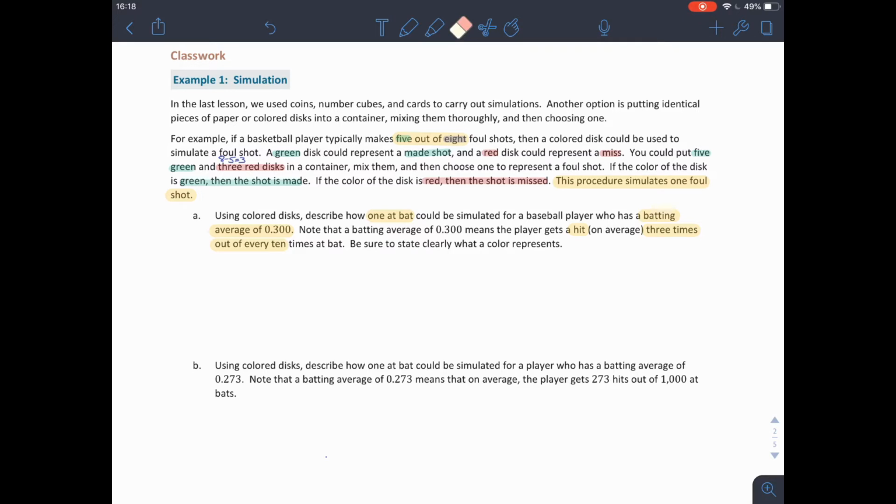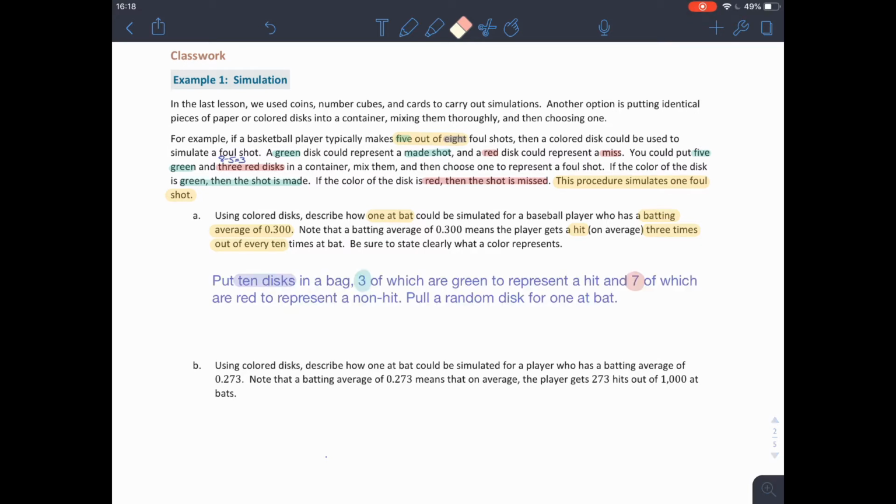So if we follow the pattern of our last example, green could be when we are getting our hit at bat, red could be any other thing that happens. But since 3 out of every 10 times is a hit, we would put 10 discs into the bag to represent the total number of possible outcomes. 3 could be green to represent how many are the hits, because 3 out of the 10 are hits. And then 7 could be red or some other color, and that would represent anything that is not a hit. And if we just pull one at random, then we could see what the potential result could be for going at bat.